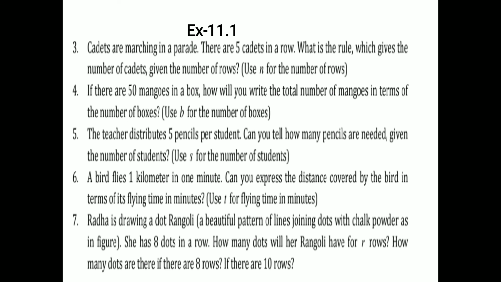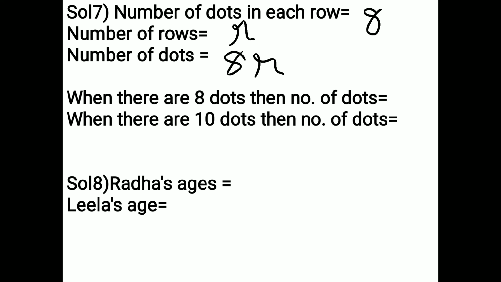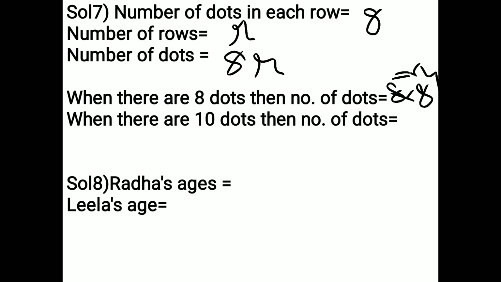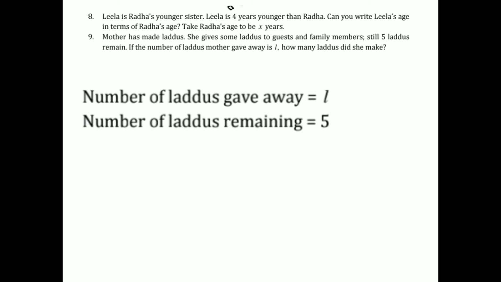Clear? Now, they ask how many dots there are if there are 8 rows. In place of R rows, they have given 8 rows. So what do you do? 8 into 8. So the answer will be 64. Clear? Next, they said if in place of 8 there are 10 rows, then you have to multiply 8 with 10. The answer will be 80 dots. Clear? Now, question number 8.